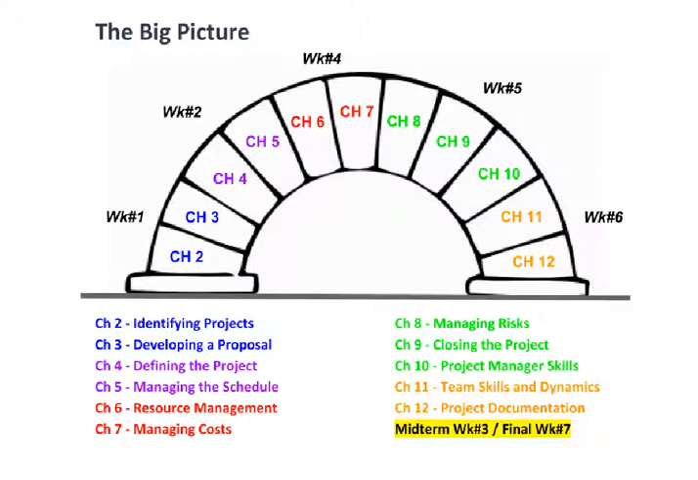Week 4, we will return to our lecture presentations, and we will look at Chapter 6 on resource management and Chapter 7 on managing and tracking costs. Week 5, we will address 3 chapters, but these are a little bit smaller in size. We will be looking at managing risks, how we do risk assessment within a project, how we set up a system to identify when a risk is approaching, and how to know to take action preemptively.